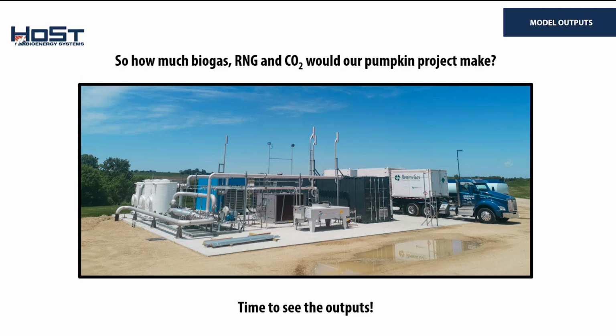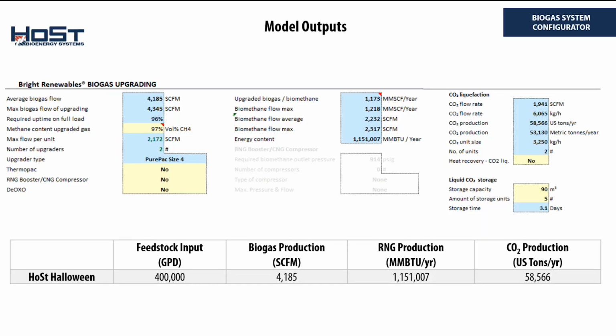Thank you, Robert. So we've built the model with the inputs of pumpkins per year. We have set the number of digesters. Now it's time to see the outputs. How much biogas, RNG, and CO2 would our pumpkin project make? Let's find out.